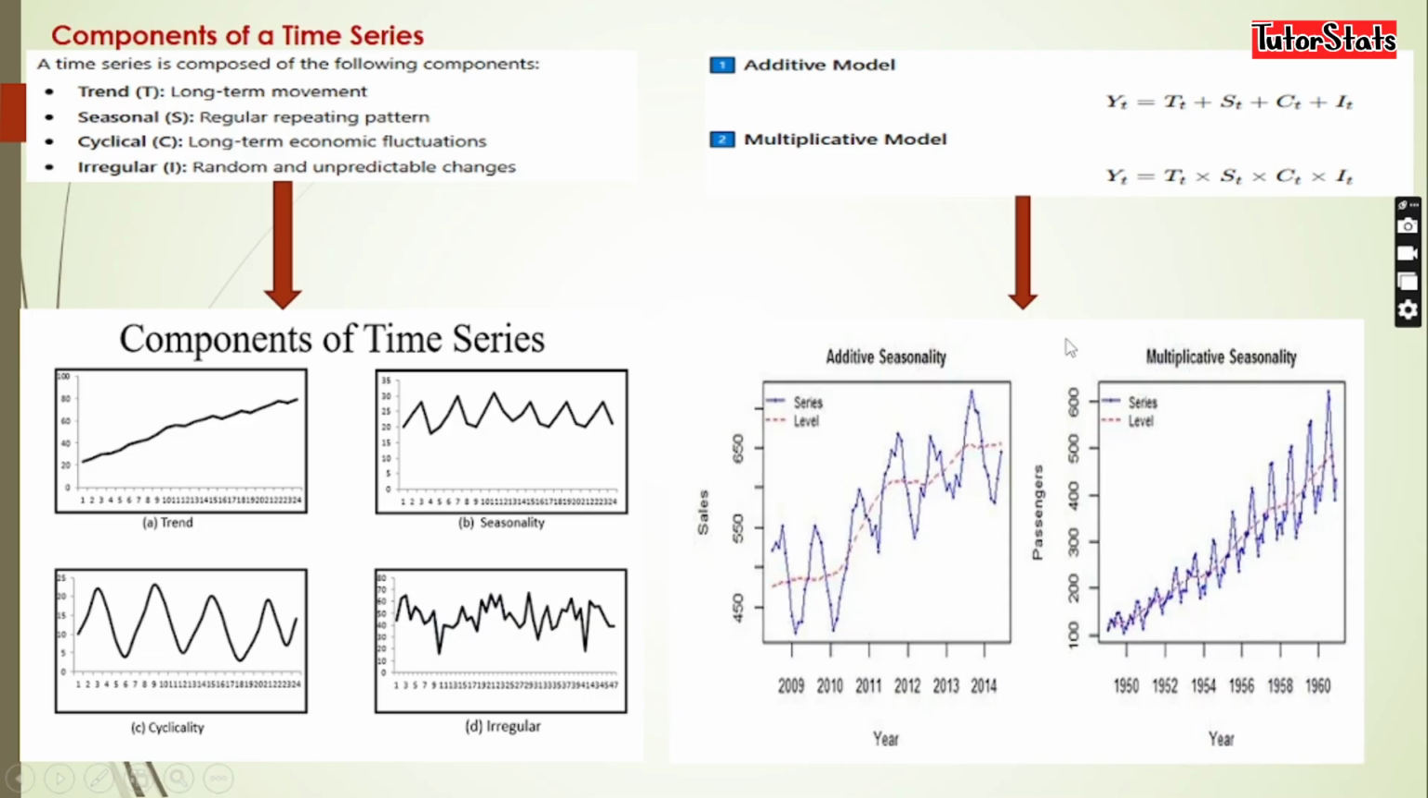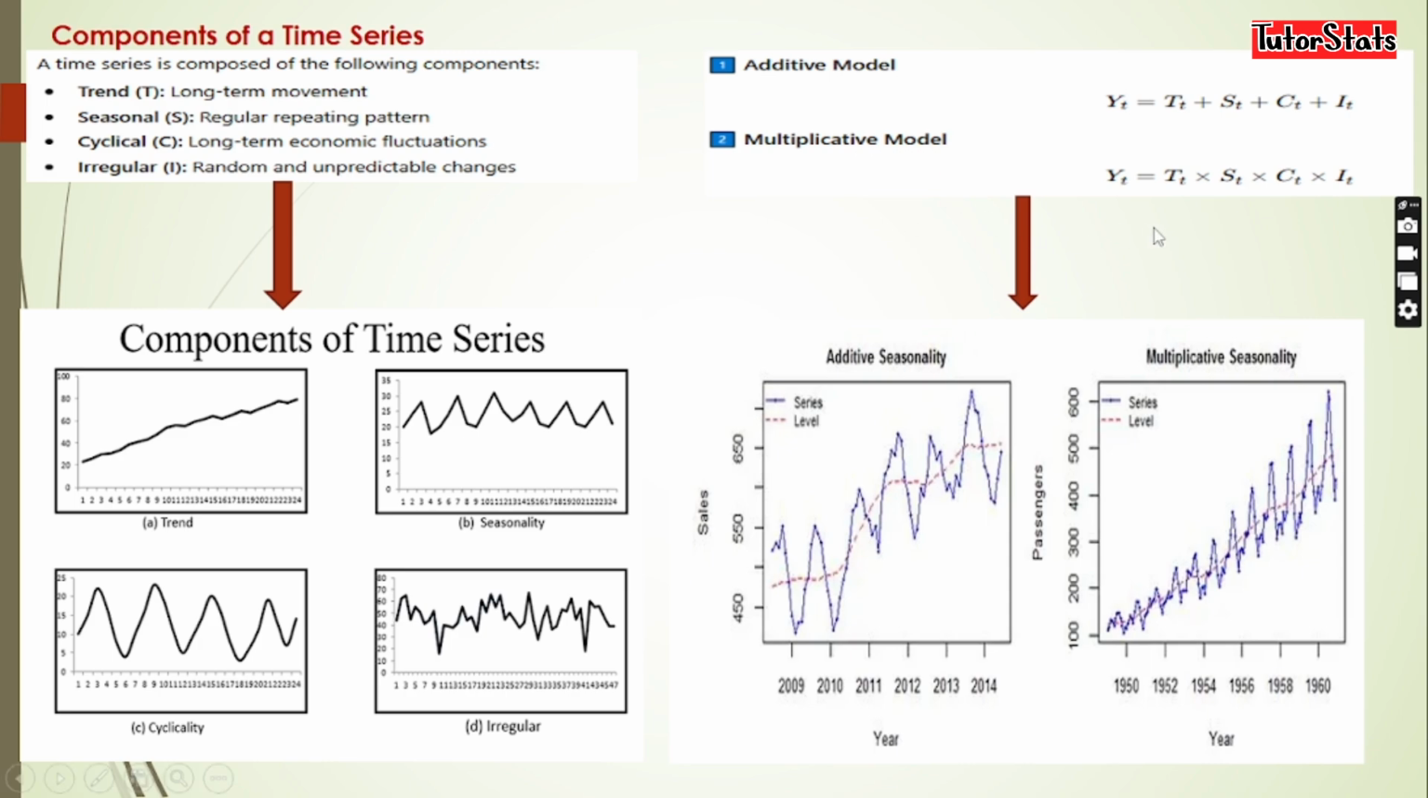Now let's talk about how these components combine. In the additive model, we assume total data is equal to trend plus seasonality plus cyclical plus irregular. Mathematically, we can write it as Yt = Tt + St + Ct + It, where Tt denotes the trend component, St is seasonality, Ct is cyclical, and It represents the irregular component. This model is used when seasonal changes remain constant over time. For example, sales increase by about the same amount every festival season.